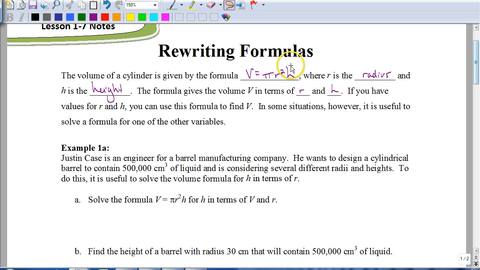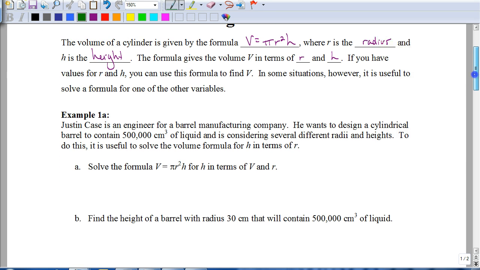Well, you're not going to want to use the formula for the volume of a cylinder to try to do that, because if you know the volume, and let's say you know the radius and you're trying to find the height, that's going to be a pain to try to redo all that algebra to figure out what the height is each time. So it's more beneficial in this scenario to get the h by itself. Now we call that solving for h. And that's what we're doing in this first example.